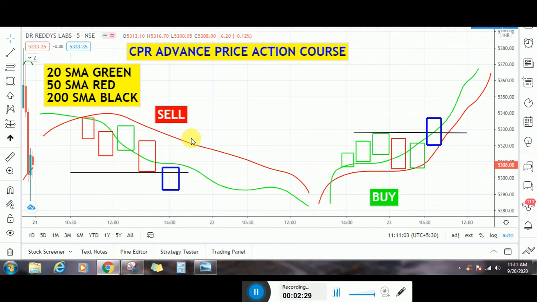And then I give one suggestion. This railway track pattern should be formed at 10 o'clock or before 10 o'clock. If the railway track pattern is formed after 11 or 12 o'clock, it's a fake railway track pattern, so don't consider that. And stock selection is very important for this strategy, because in this strategy we buy at a new high. The current day new high is the entry for buying, and the current day new low is the entry for selling. That's a very simple concept.